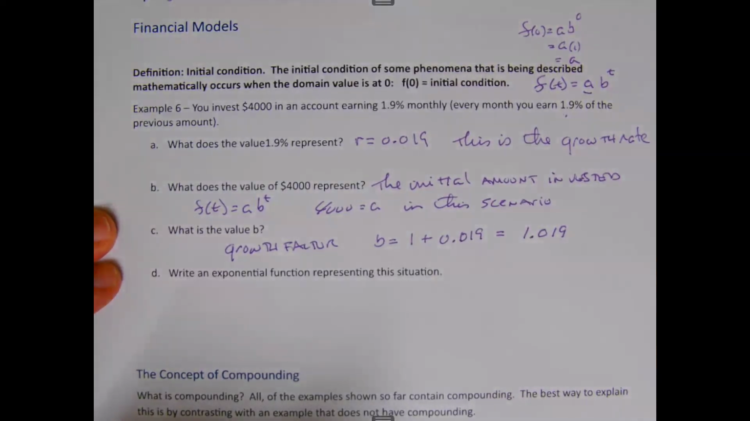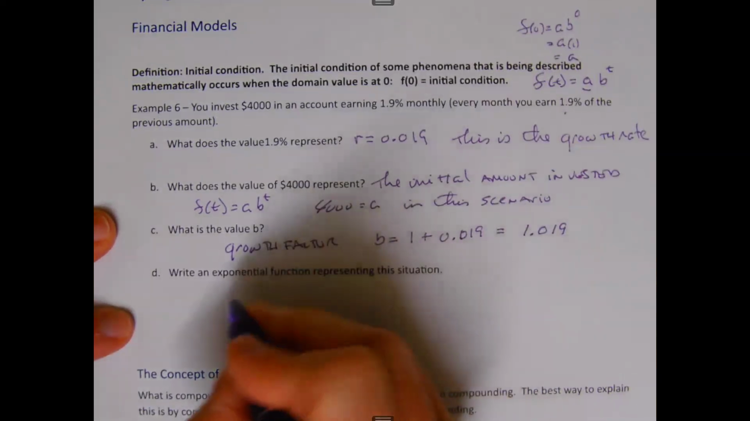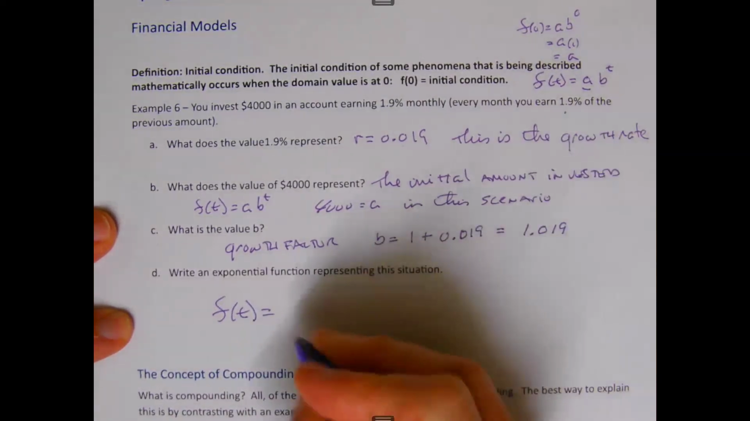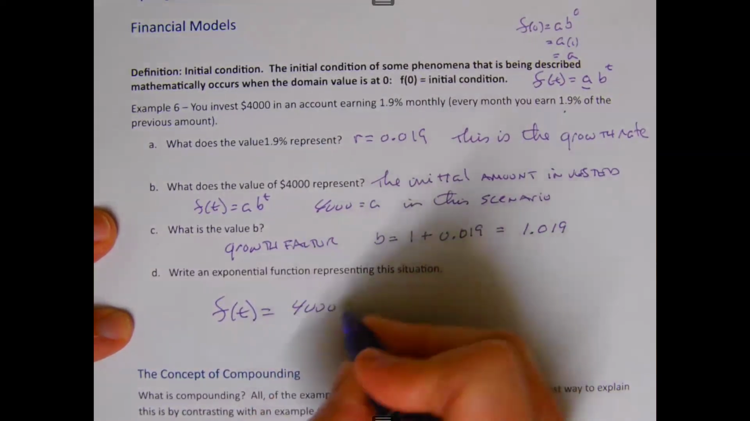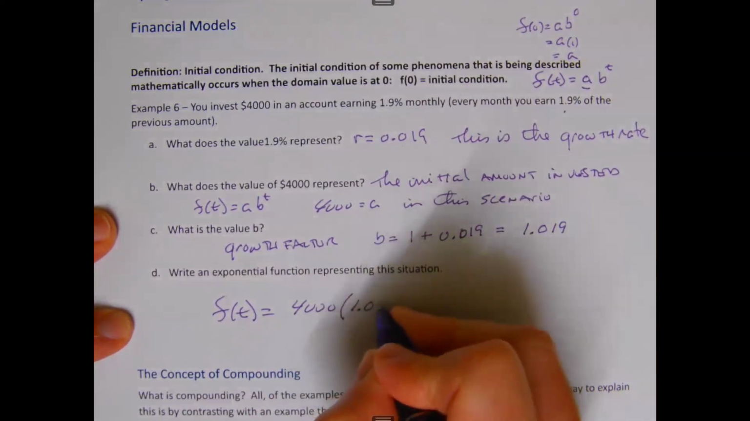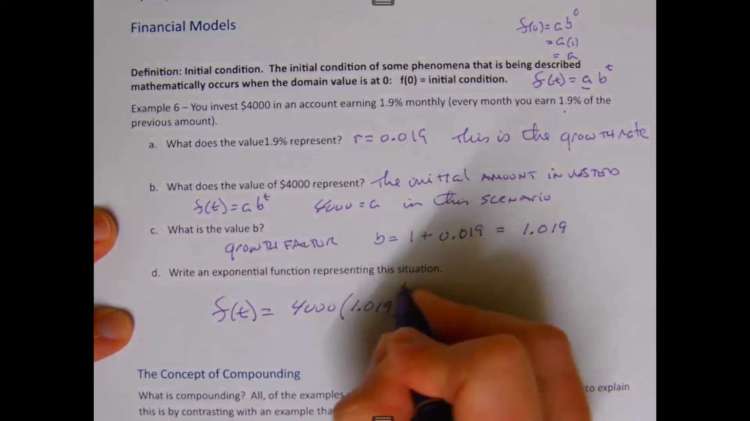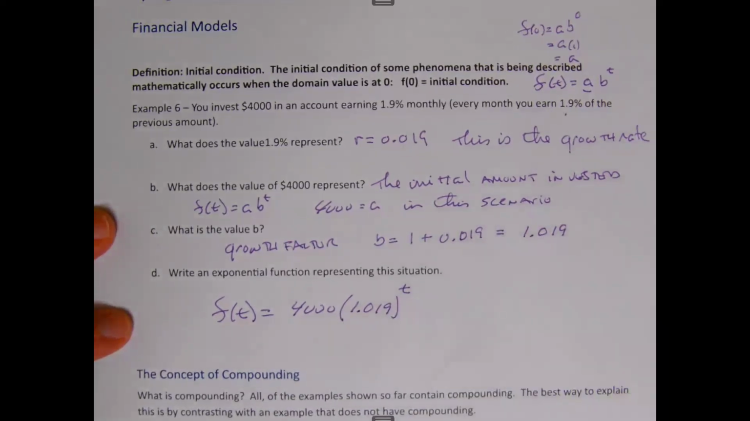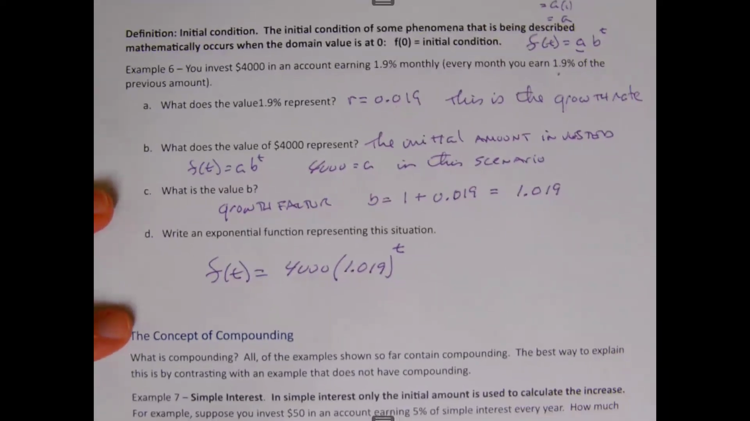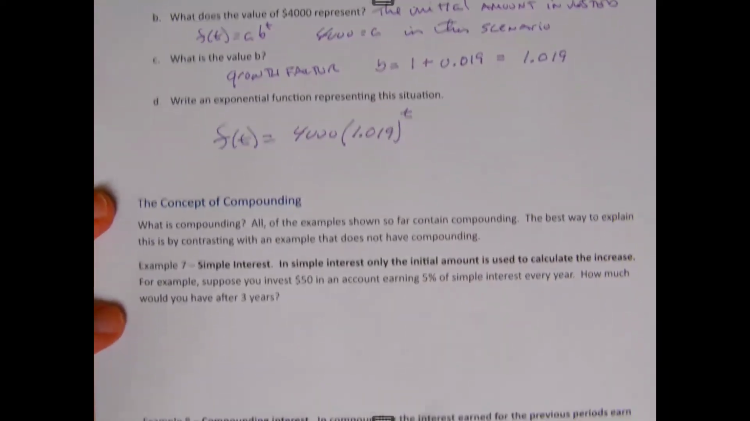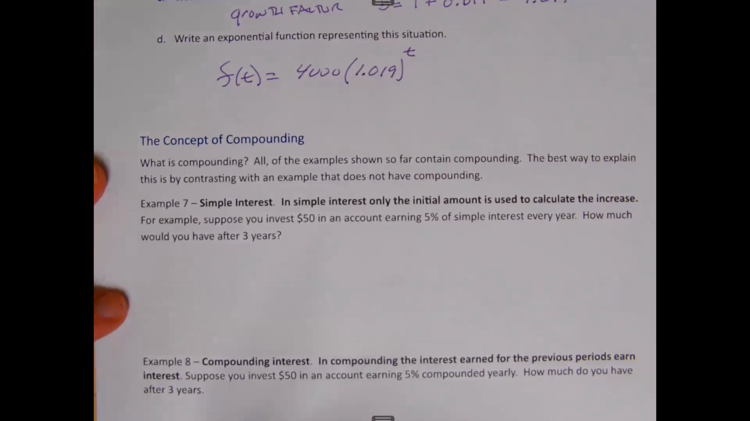Write an exponential function describing the situation. So I put it all together, following this template: my initial condition, and my b is my growth factor, raised to t. And there you have it. Great. Now we're going to get back into the nitty gritty and keep adding more to what we're already doing. This is just a review of what we've already been doing, but it gives you a nice review for what happens next.